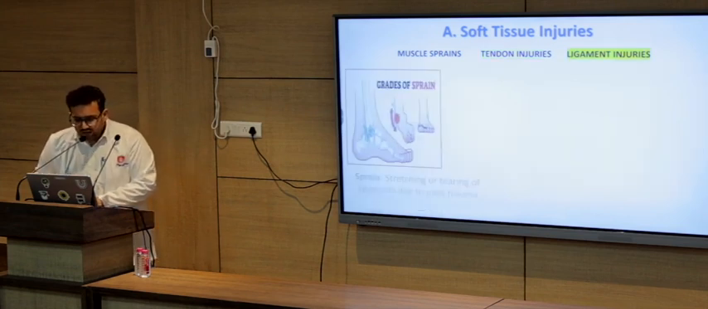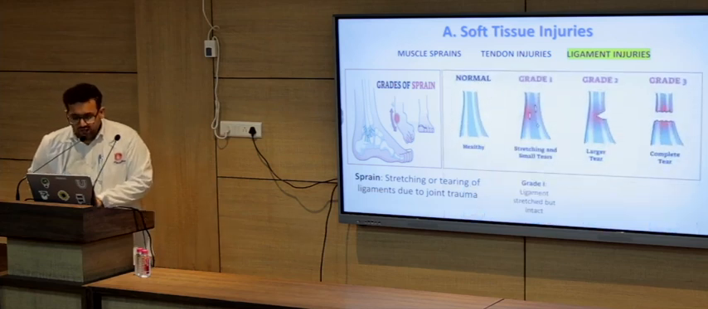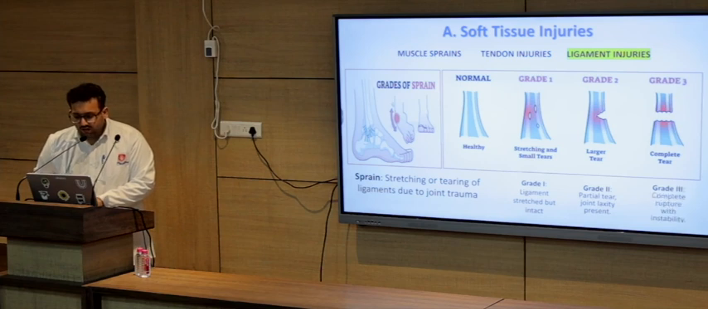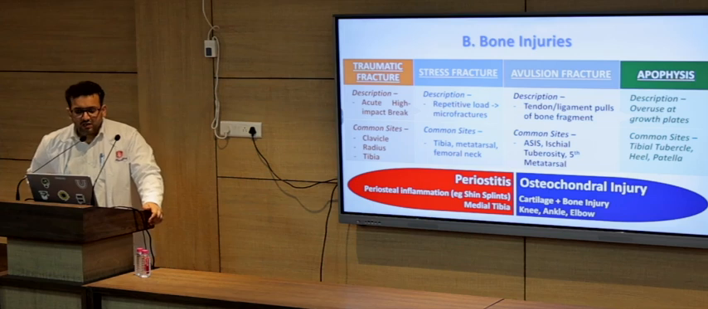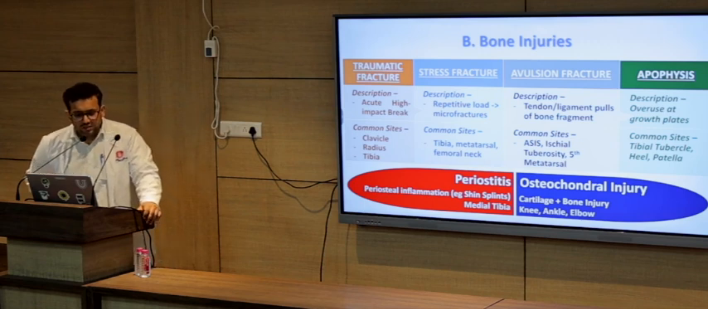Then we have ligament injuries. For ligament injuries, the sprain is divided into three categories. It may be a small tear, a large tear, or a complete tear. Then moving on, we have bone injuries. It may be a traumatic fracture, a stress fracture, an avulsion fracture, apophysitis, periostitis, or osteochondral injury.